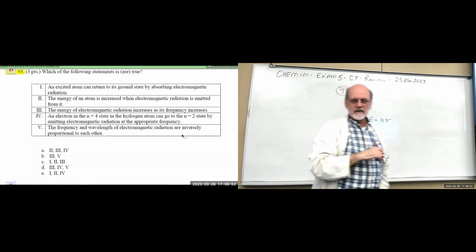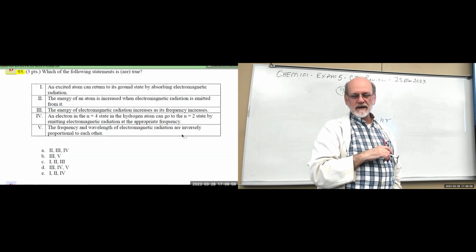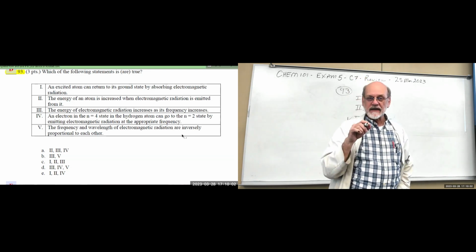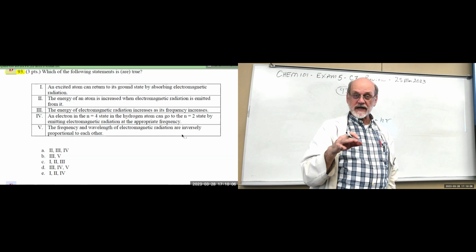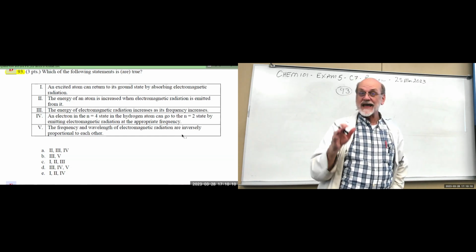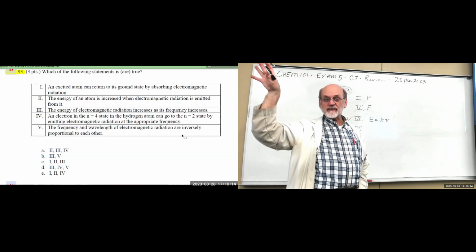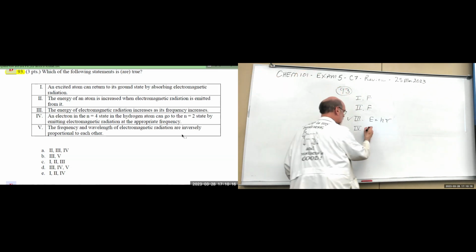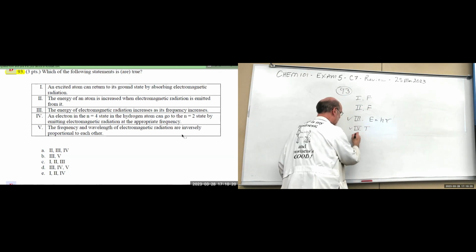How about number 4? An electron in the N4 state in the hydrogen atom can go to the N2 state by emitting electromagnetic radiation at an appropriate frequency. Yes, if it drops from a high level to a low level, it gives up energy. That one is also true. And 5.